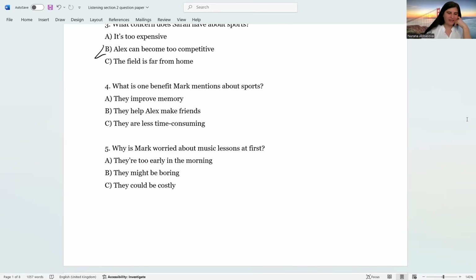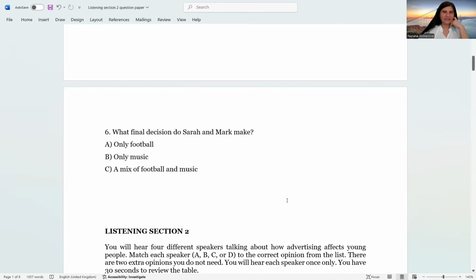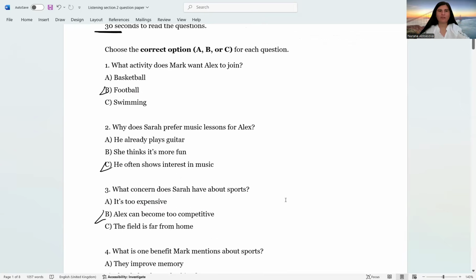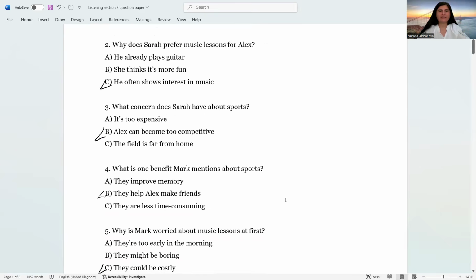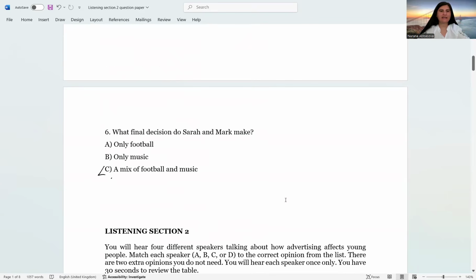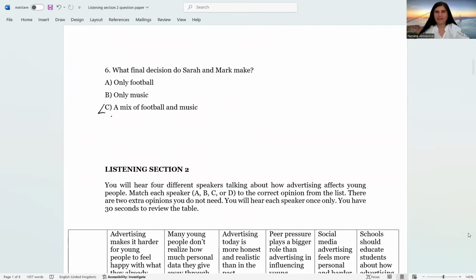Okay, good. Thank you for participating, by the way. Okay, so the answers are B, then C, C, correct. And question 6, C. So again, I'm repeating: 1B, 2C, 3B, 4B, 5C, and 6C. Good.